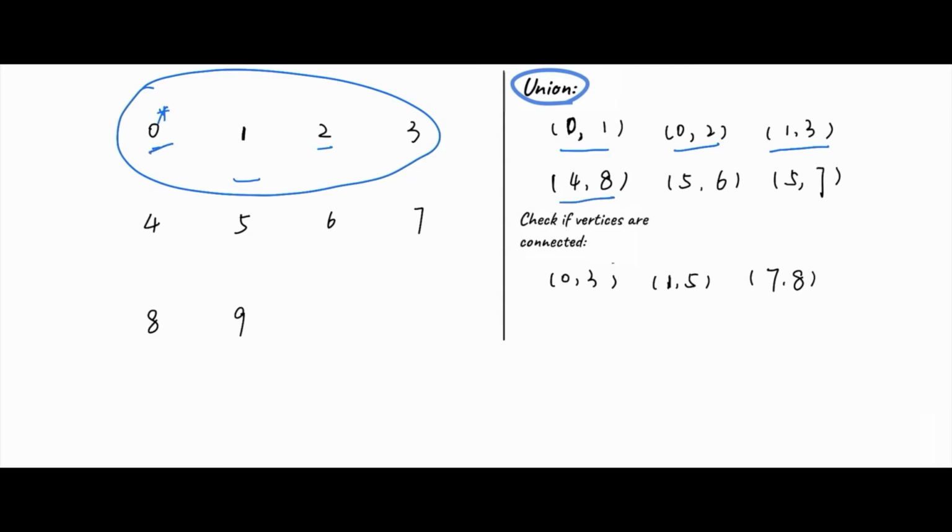Now let's connect node 4 and 8. Node 4 is isolated and 8 is also isolated, so we can simply merge them into the same set. Since we just created a new set, we will need to find another root for the set. Let's choose 4 as the root.